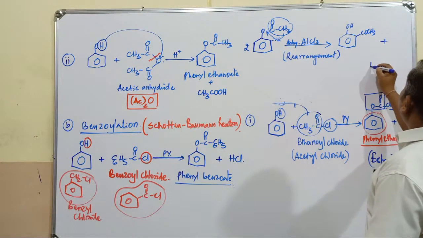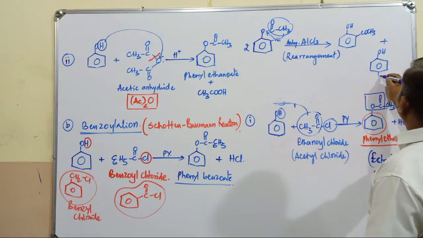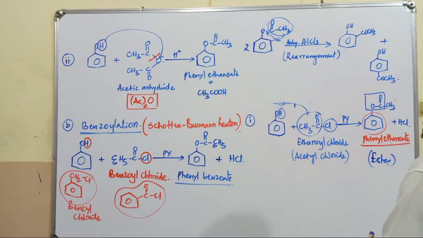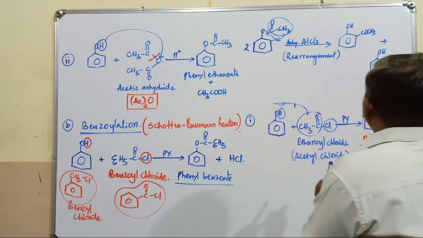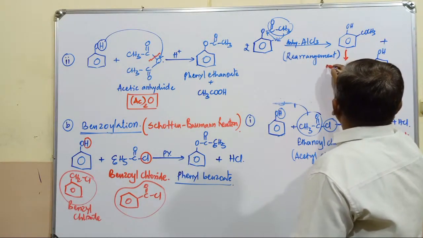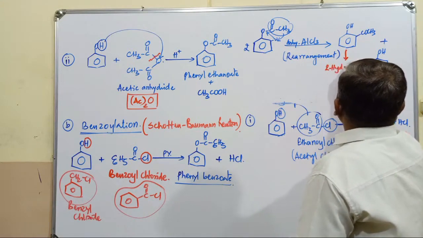Plus, what is another product? Another product is OH and COCH3. So formation of two compounds takes place. What is the name of the first compound? The name of this compound is 2-hydroxy.